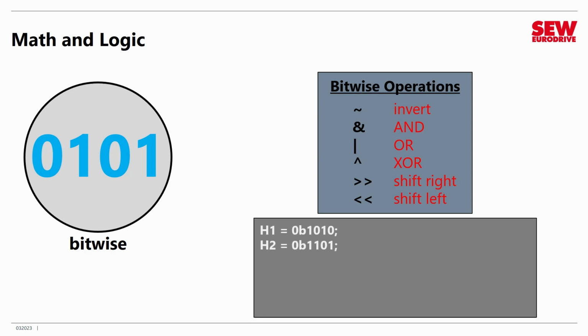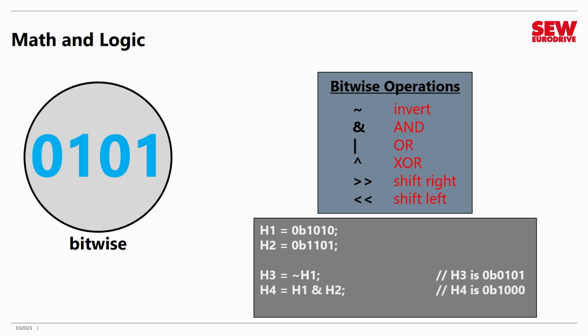I'm using binary numbers here because we want to actually watch the bits. So here's H1 and H2. If I say H3 equals invert H1, or not H1, all the bits flip. So if you look at H1, you can see that what's in H3 is just the same number with all the bits flipped to the opposite state.